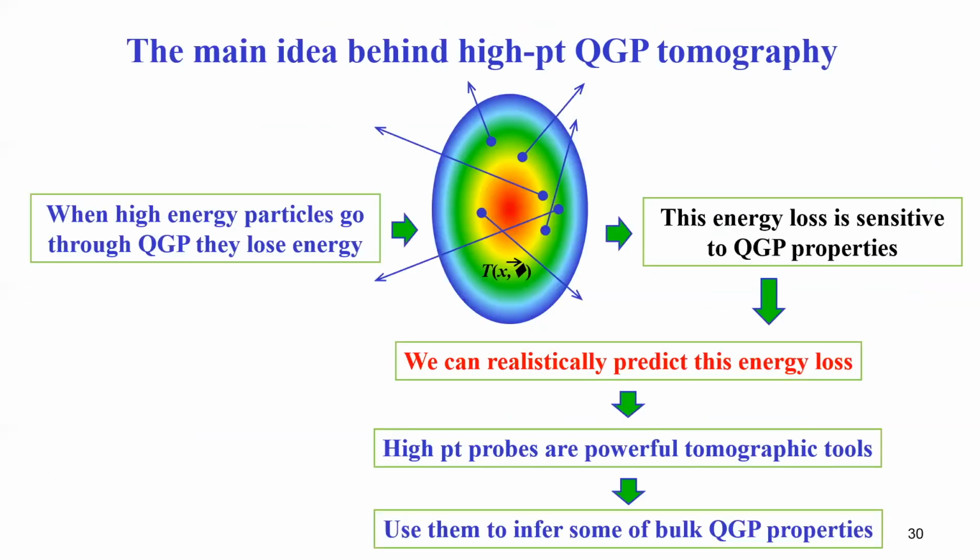So the main idea behind this QGP tomography is the following. To put it simply, when high energy particles go through a medium, they will lose energy. And this energy loss will depend on the properties of the QGP medium. That is, if you have different temperature profiles, different evolution of the system, you will have different energy loss. What is now very important is that we can realistically predict this energy loss, and then consequently these high pT probes become a powerful tomographic tool, and we can use them to infer some of the bulk QGP medium properties.